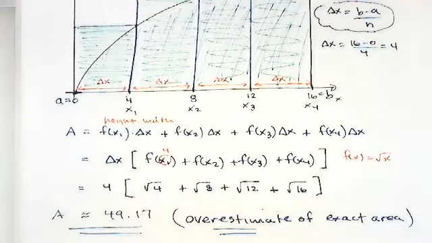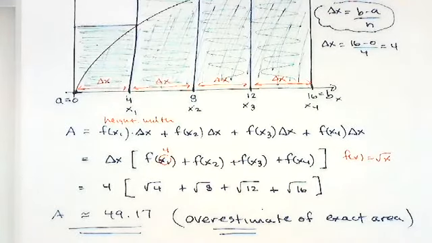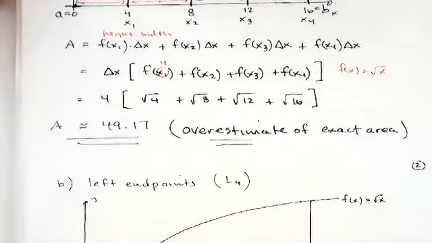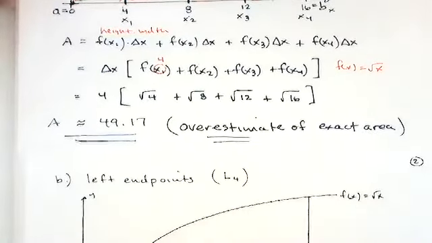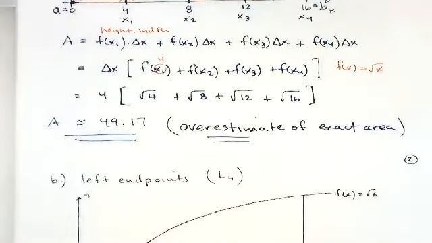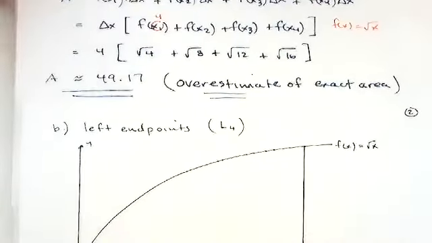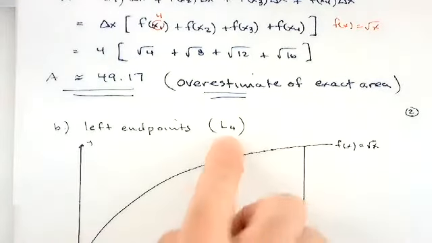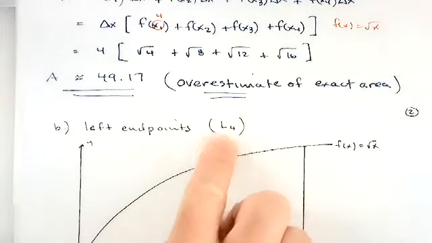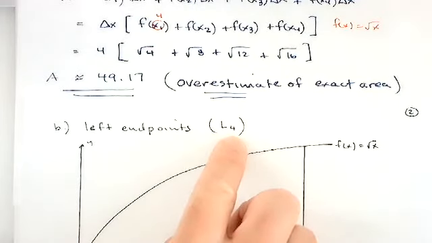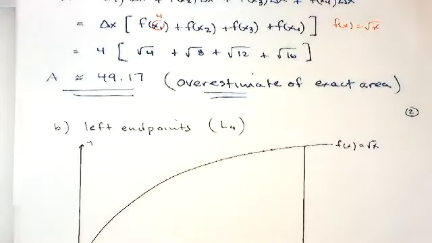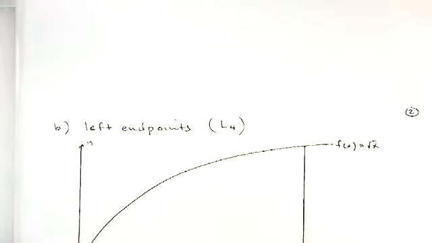Now that's an overestimate, and it's a pretty gross overestimate, right? So what else could I do to estimate this area? I could use left-hand endpoints to determine the heights of my rectangles. So we're going to do the same thing over again for the same function. And the notation you'll see in the book is L4. That means you're using left-hand endpoints and 4 rectangles. Let me show you what that looks like.